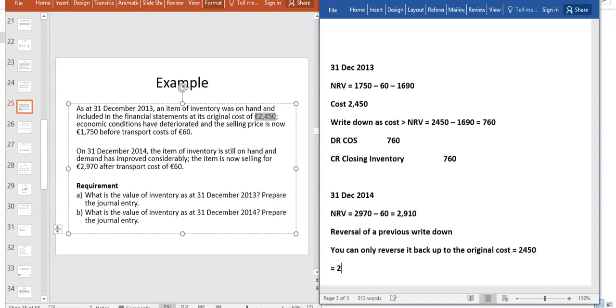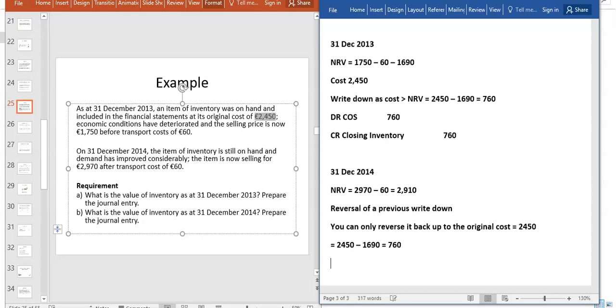So you're going to go 2450 minus 1690, which in this case, if we look at it, is the same as we had before, the 760. So you can only reverse the 760. Right? That's an important one that you understand. You can't go above that. You can't revalue it higher than 2450. That's the original cost. And it's always the lower of cost and NRV.